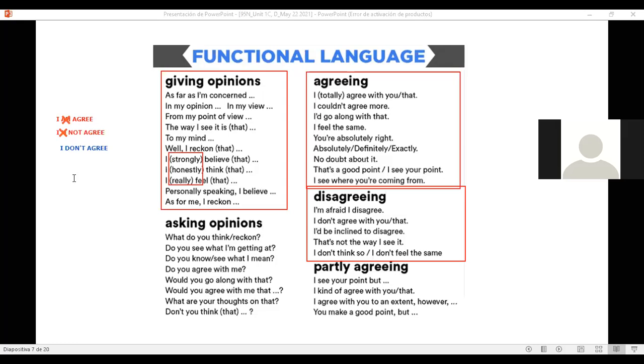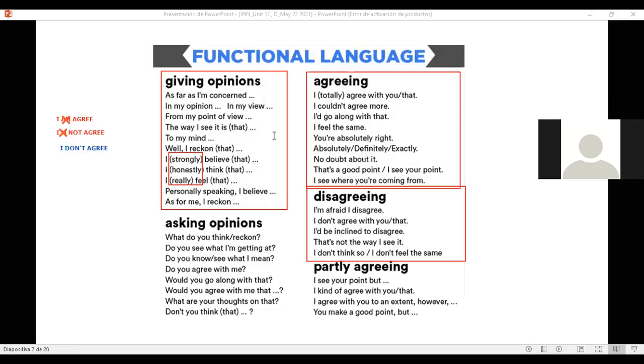So here we have some other phrases that I was telling you before. I'm afraid I disagree. I don't agree with you. No estoy o yo no estoy de acuerdo contigo en que. I'd be inclined to disagree. Si yo esta vez me inclino por no estar de acuerdo en realidad. So, to disagree. That's not the way I see it. This phrase is very, very interesting. ¿Sí? No es, yo no lo veo de esa forma.